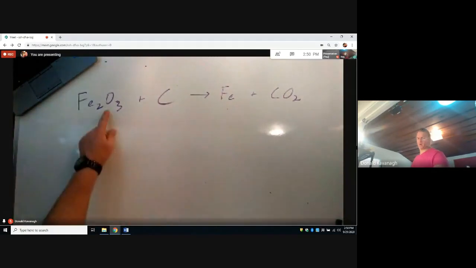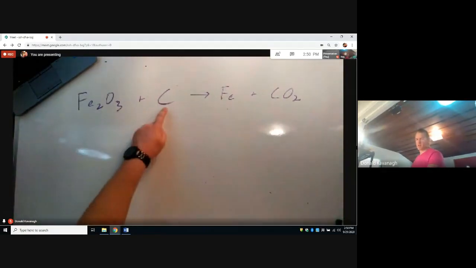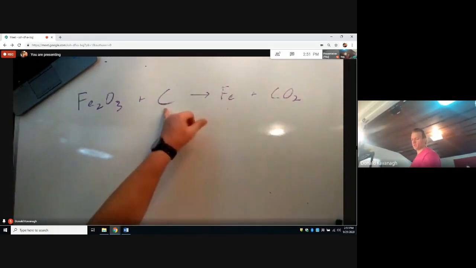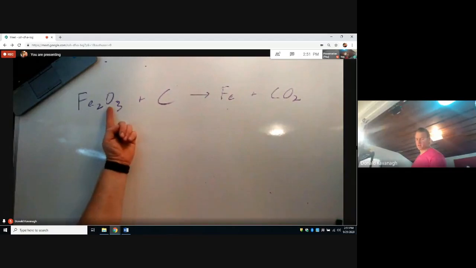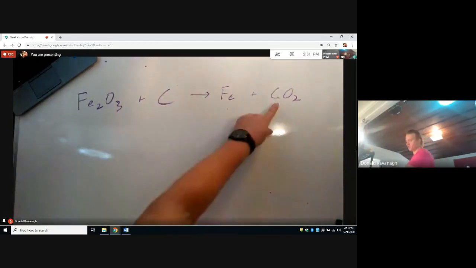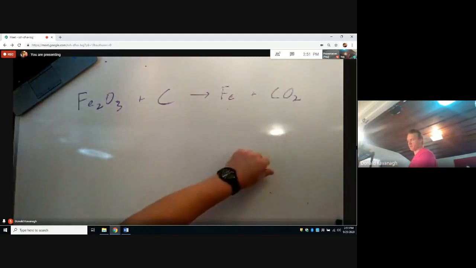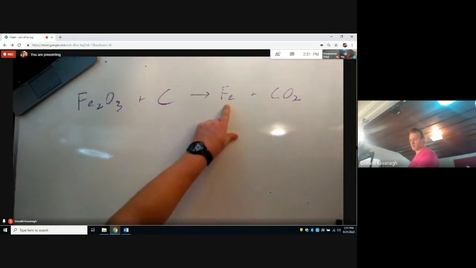When iron ore is purified, it is heated at very high temperatures with carbon. The carbon reacts with the oxygen in the iron oxide and forms CO2, and CO2 is a gas that comes off the hot ore refiner, and pure iron is remaining in the smelter.